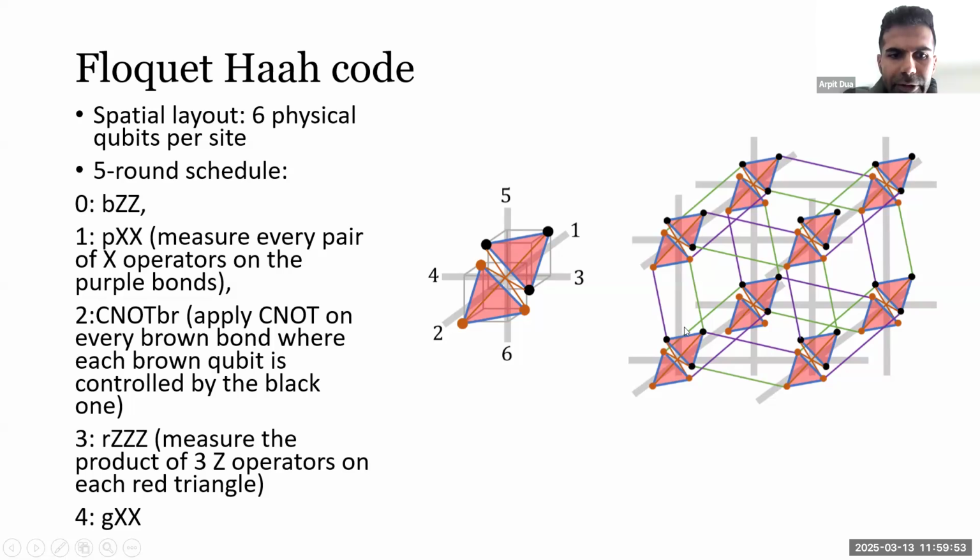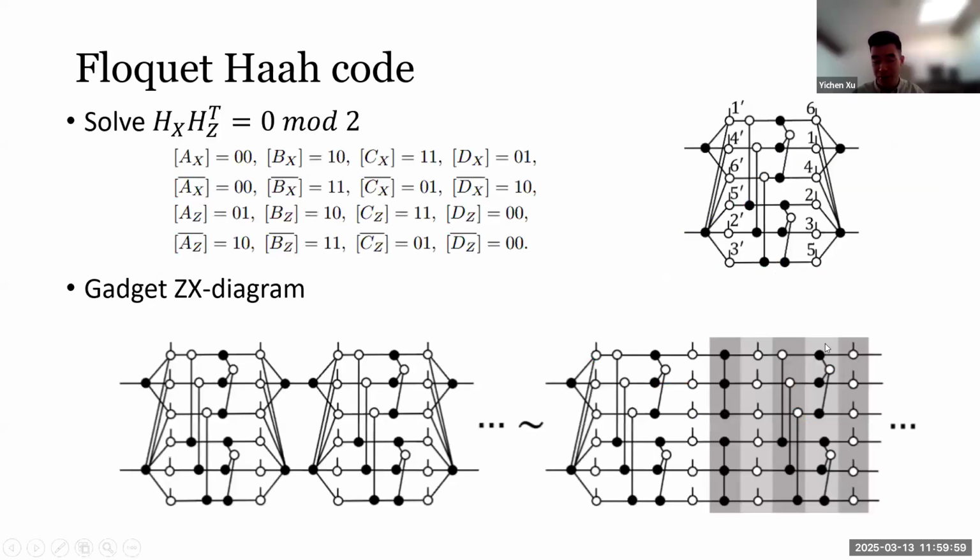So the 5-round schedule is when you have these 3-body measurements. Oh yeah, very good point. In round 3, you have this 3-body measurement. Remember that this corresponds to a 3-body measurement, ZZZ. And in round 0, it's a 2-body measurement. You have those 3 nodes connected together.